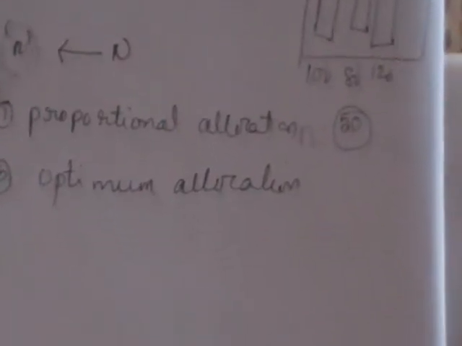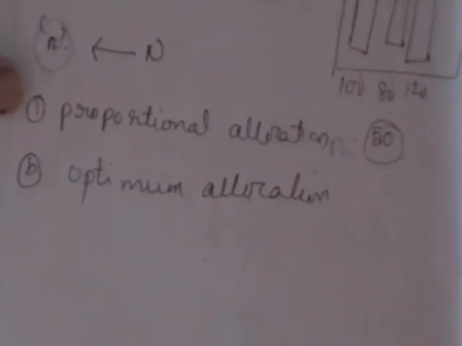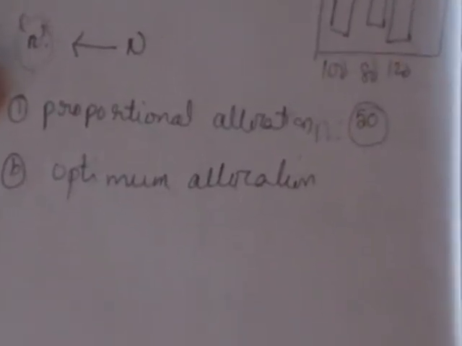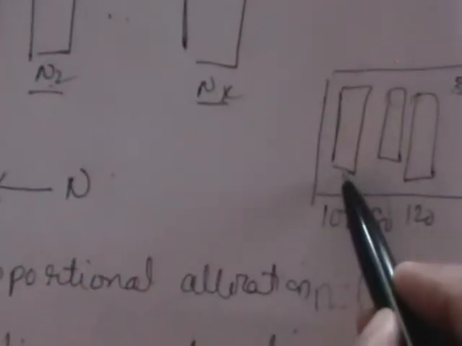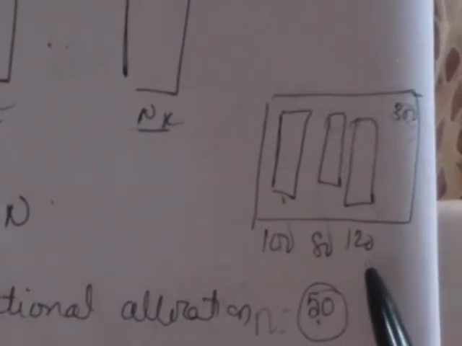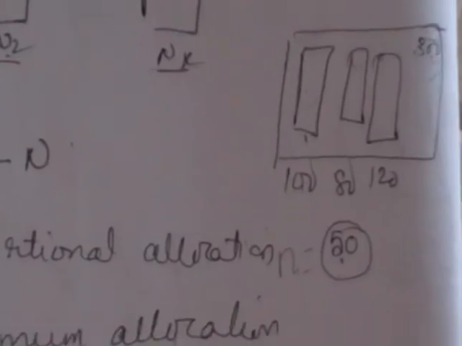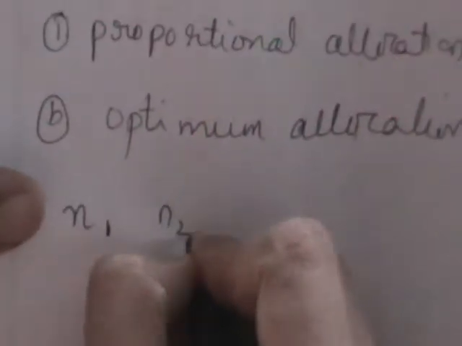In proportional allocation, the name itself tells that the proportion remains the same. So what is the proportion? Say that you have 300 units, 50 is to be selected. You have different stratum sizes here, 100, 80, 120. I am going to select the sample sizes in proportion to their stratum sizes. So I am going to collect n1, n2, n3.